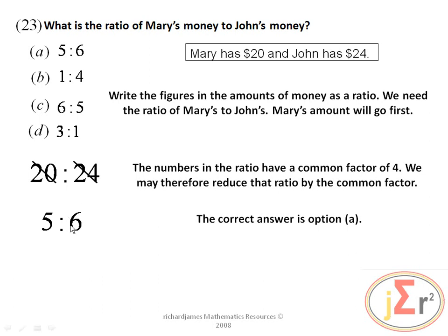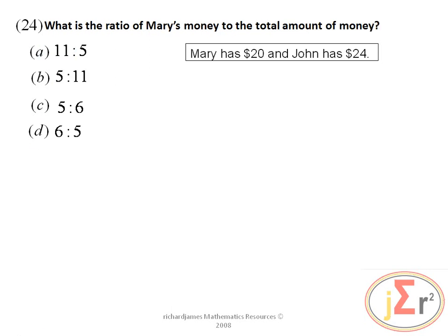If we made a mistake and we would have placed John's amount first, then we would have received C for our answer, and that would have been incorrect. Remember, it says Mary's to John's. So Mary's amount should go first. So the correct answer is option A.